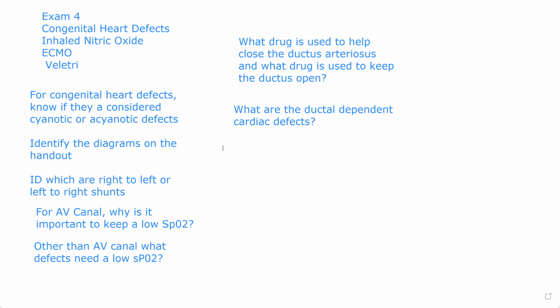And then transposition of the great vessels. There are two completely separate circulations when that happens, and it's only the ductus arteriosus that allows communication between the two circulations. Okay, I think I'm missing one, so you'll have to check your notes. All right, so that's it for congenital heart defects, and now we'll move on to nitric oxide.